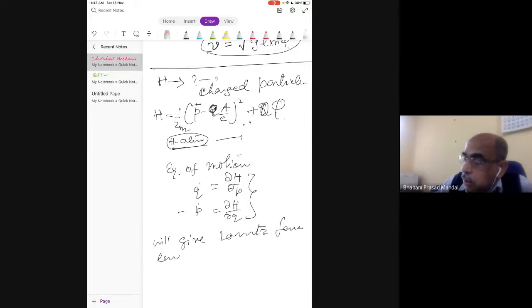Lagrange force law, that F equals q times E plus v cross B by c. So you should be able to derive this. First you write the equation of motion using this, then you convert your A and phi to your E and B, then you should get this equation.